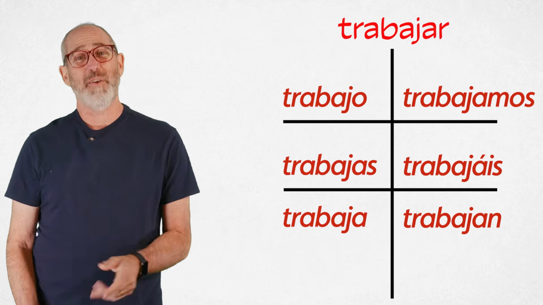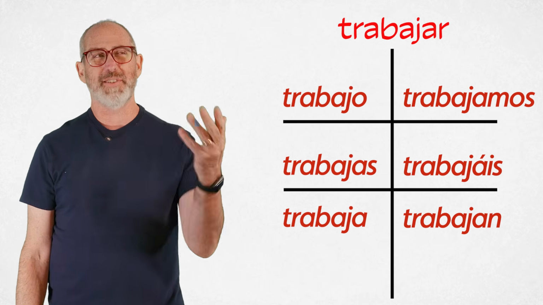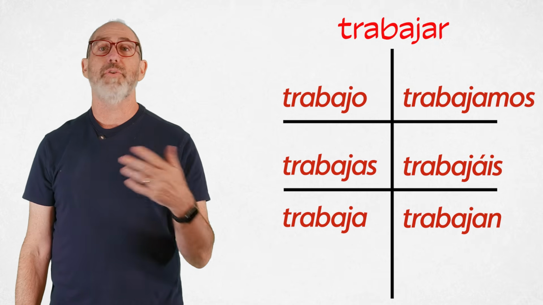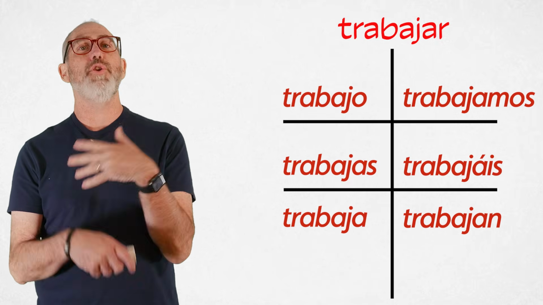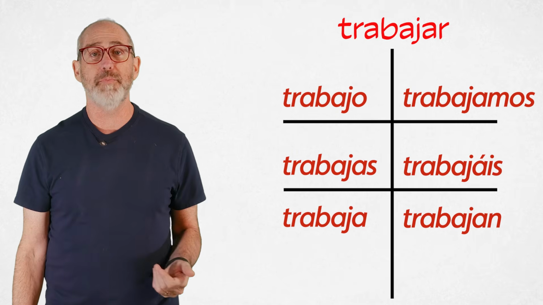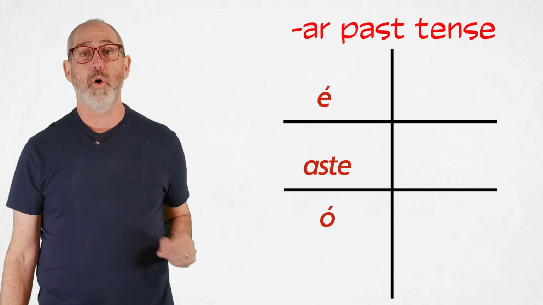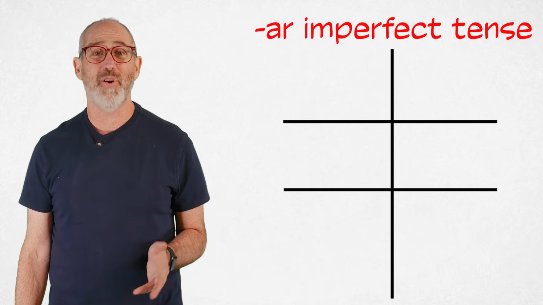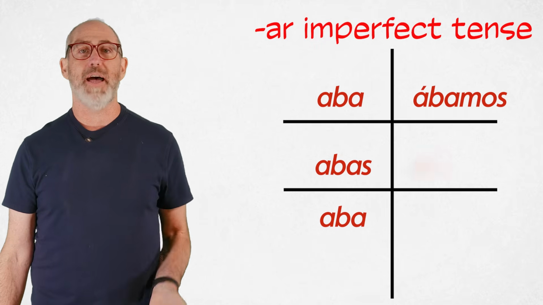But again, the chart helps you with so much more, not just verbs. And in the future, once you get the present tense verbs down, you can apply this organization to other sets of endings and other tenses. Now, don't let me overwhelm you here, okay? I'm just showing you what you will be able to do in the future. But in the future, when you decide to learn past tense verbs for AR verbs, all you need to do is learn the set of endings. É, aste, ó, amos, asteis, aron. Now you can conjugate any AR verb in the past tense. Imperfect tense, not a problem. Just learn the endings. Aba, abas, aba, ábamos, abais, aban.